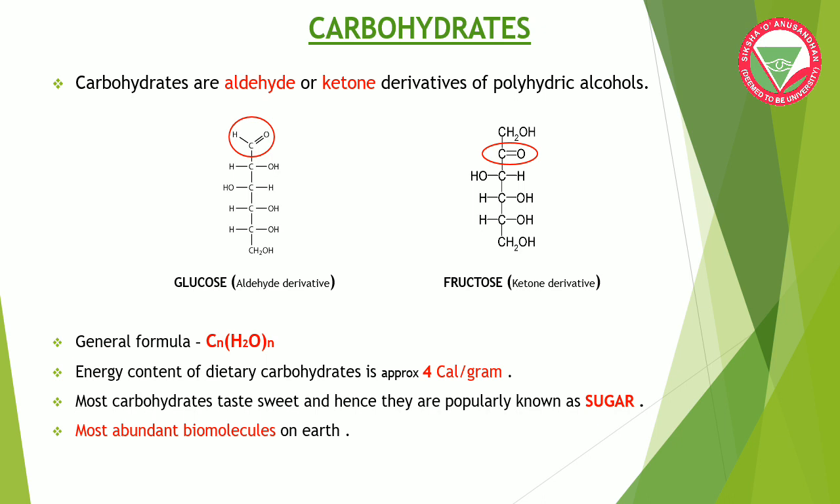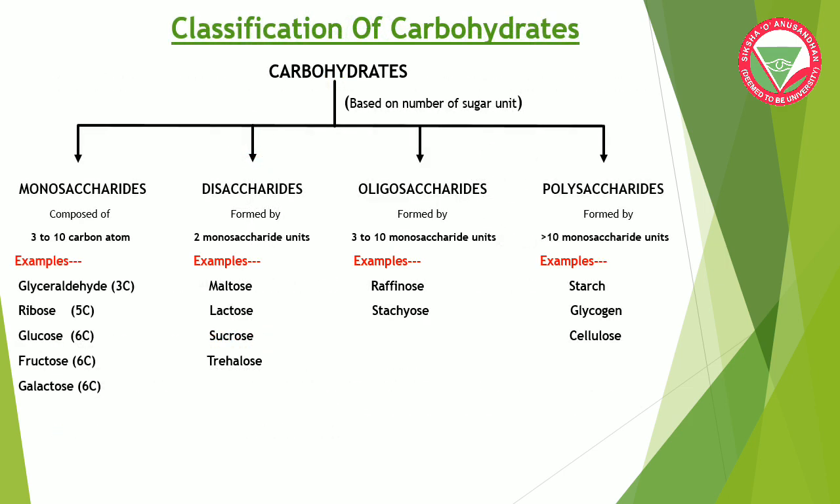Carbohydrates are polyhydroxyaldehydes or ketones, or substances that give these on hydrolysis. The general formula of carbohydrates is CnH2nOn and the energy content is 4 calories per gram. Sources are rice, wheat, vegetables, etc. Carbohydrates can be classified into monosaccharide, disaccharide, oligosaccharide, and polysaccharide. Today, we are concerned only about disaccharides.